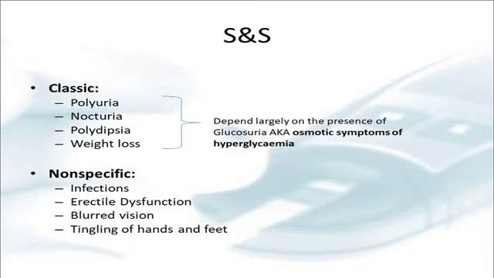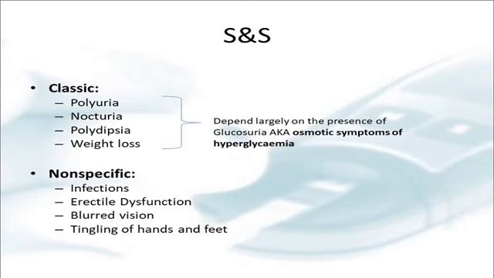The classical symptoms of diabetes include polyuria, polydipsia, nocturia, polyphagia, or extreme hunger, and this is largely due to the presence of glucose in the urine, also known as the osmotic symptoms of hyperglycemia. Now, the osmotic symptoms of hyperglycemia means that you will urinate a large amount of glucose. Urinating a large amount of glucose will then in turn make you extremely hungry and extremely thirsty, and because that large amount of glucose is actually calories that you consistently urinate out, you will start to lose weight as well.